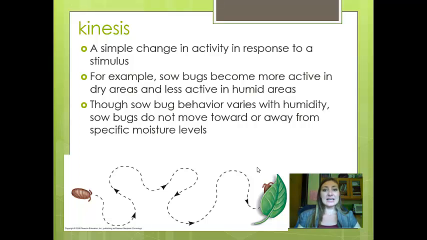Kinesis is a change in activity in response to a stimulus. Our example down here is the sow bug or pill bug. When the pill bug is in a dry environment, they become a lot more active. Pill bugs prefer to be in a moister environment. So the kinesis is, if the organism's environment dries out, it starts to move randomly. It's not moving towards anything or away from anything. It just starts moving a lot more, hoping that it comes across an area where it is moister. Here we see that it has moved randomly until it finally comes to a stop below a leaf where there is more humidity.